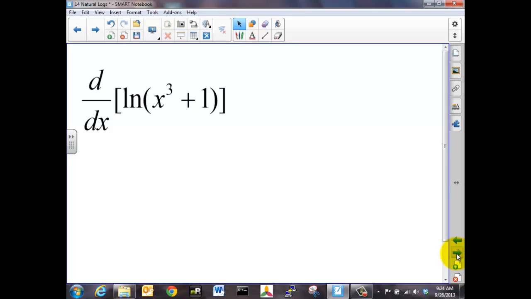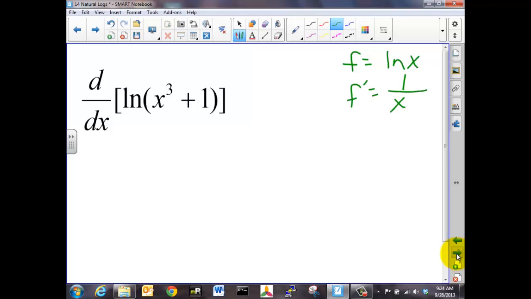All we have learned, if our function is the ln of x, then our derivative is 1 over x. That's it. So then you do the chain rule. There you go. You're doing the chain rule. So it'll be 1 over x cubed plus 1 times the derivative of the argument, 3x squared.